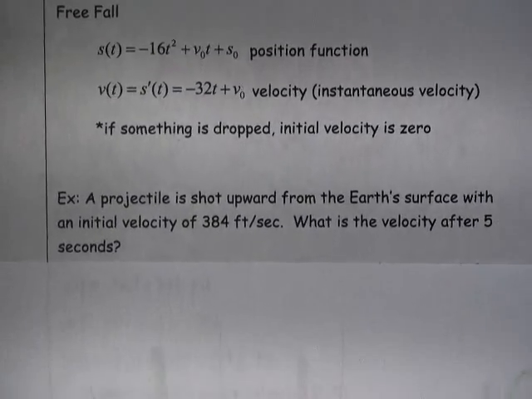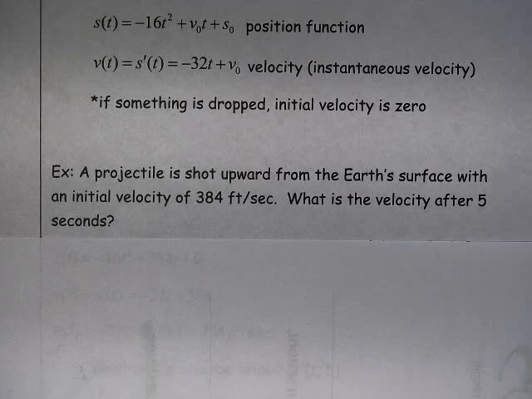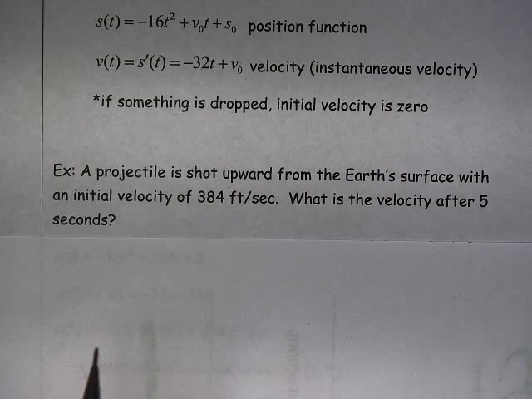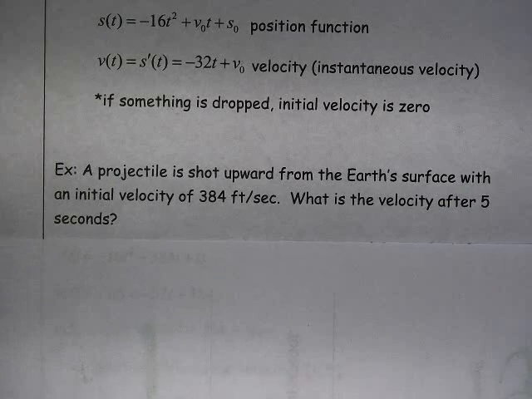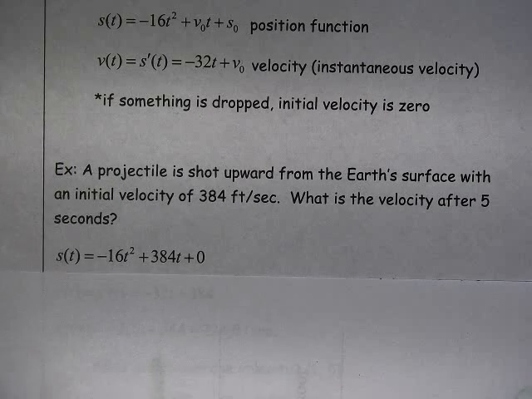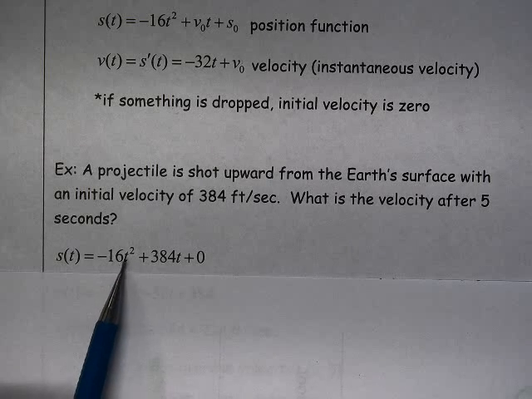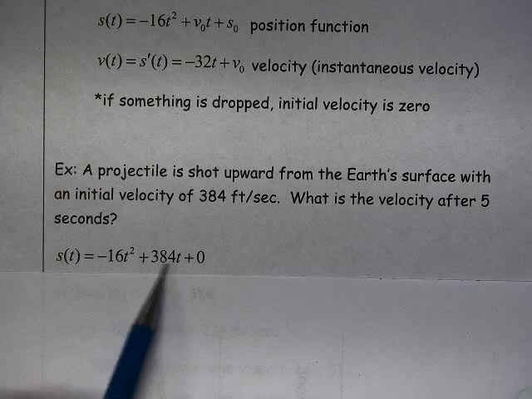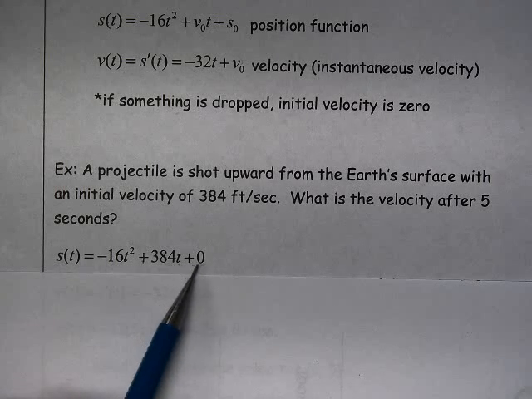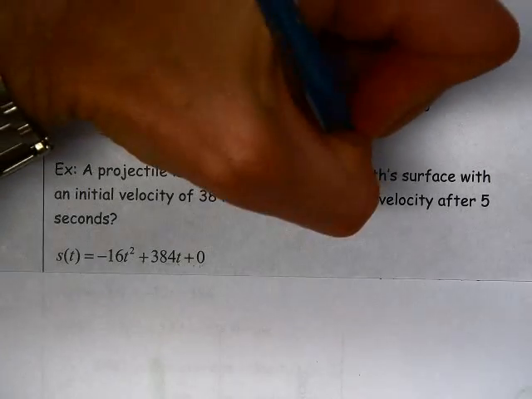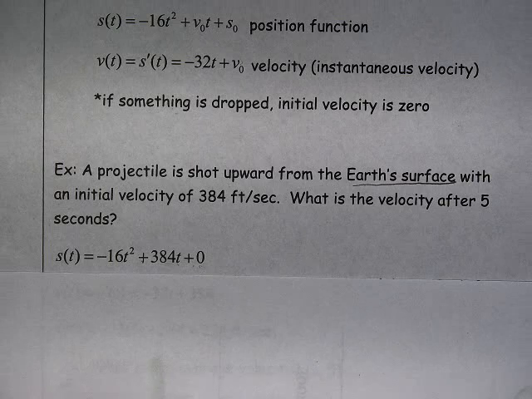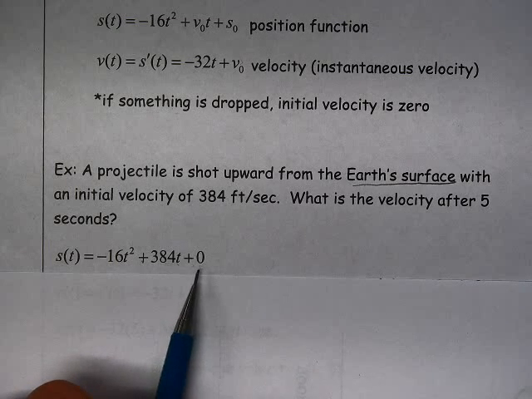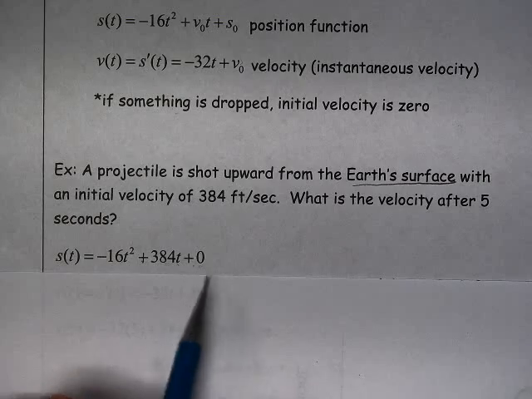So a common type of problem we'll see is right here. A projectile is shot upward from the Earth's surface with an initial velocity of 384 feet per second. What is the velocity after 5 seconds? So we want velocity. We're going to start off with the position function. The position function, negative 16t squared plus the initial velocity times time plus the initial position. Since they told us that it's shot upward from the Earth's surface, we're going to consider the initial position to be 0, right at the Earth's surface.